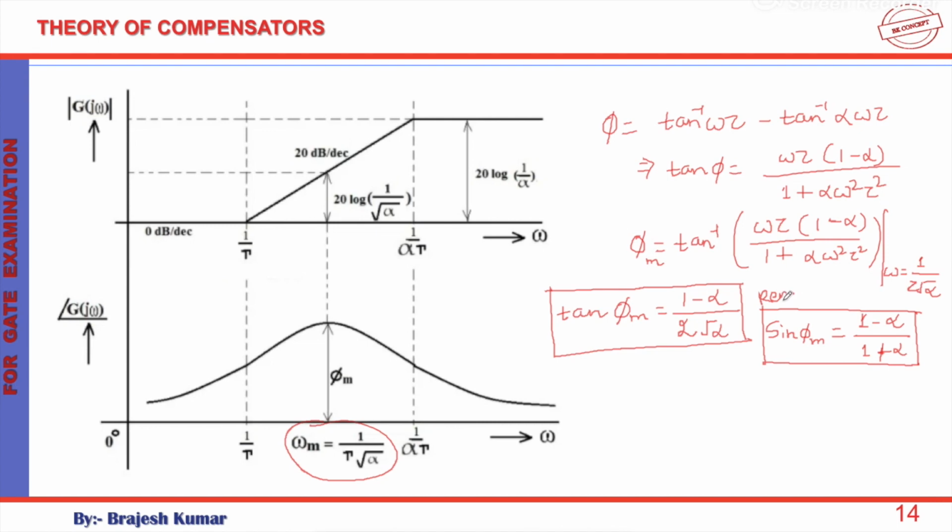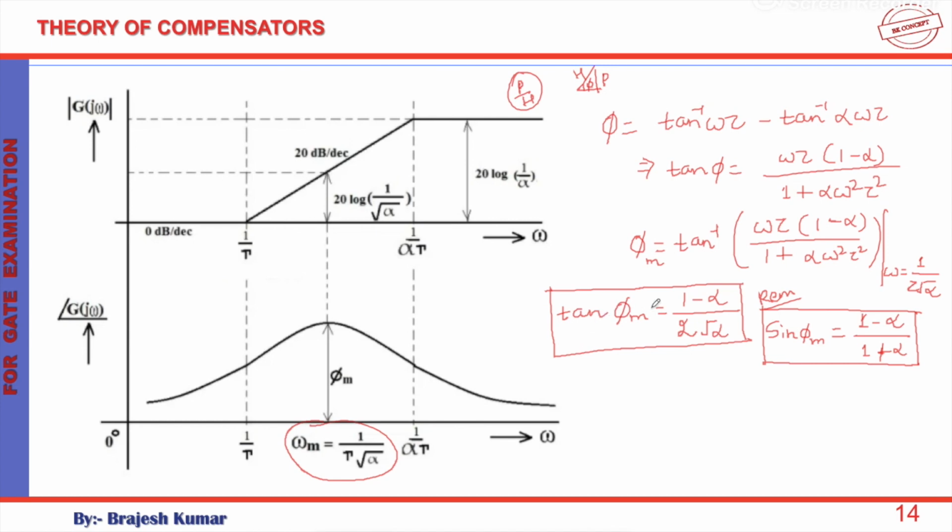So if you know sine phi m, you will be able to convert it in terms of tan phi m, right? That right angle triangle and perpendicular by base or perpendicular by hypotenuse, right? It was a rule, na? What was that rule? Can you recall that? P by H, right? Perpendicular by hypotenuse. If this is phi and this is perpendicular and this is hypotenuse, then finally you will be able to find the value of tan phi.